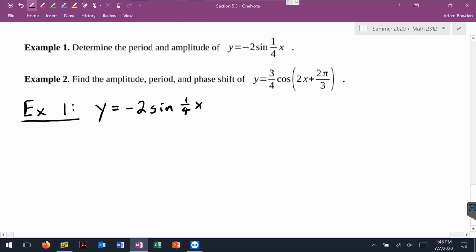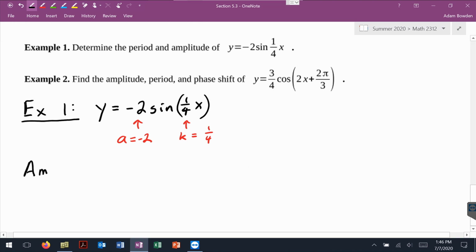We need to figure out the amplitude, period, and phase shift. Start off with the amplitude. First off, though, let's identify the letters for each of these things here. That one out in front, that's going to be referred to as a. So a is -2 in this case. That number we see inside, which is multiplying times x, that's going to be the k. So that'll be 1/4.